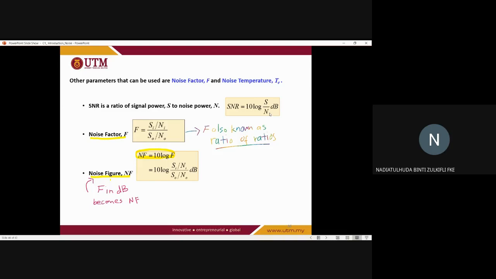What do you think? Which one is better, a large SNR or a small SNR? Hello?